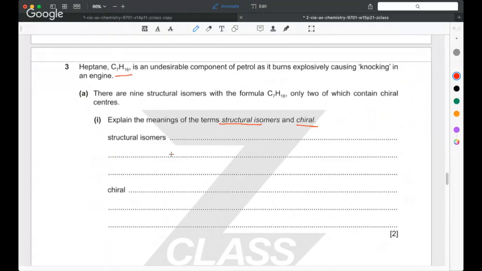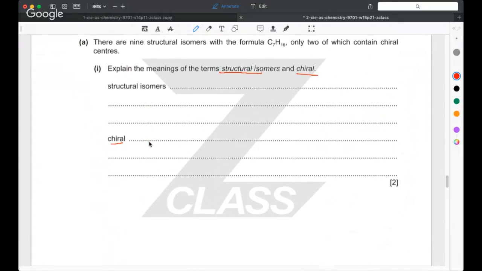You can look that up. I'm not going to write it in. You're looking for different molecules with the same molecular formula, but different structural formulae. And for chiral, these optical isomers, you're looking for a carbon group with 4 different groups of atoms bonded to it. So that's 1 carbon with 4 different groups or atoms bonded to it. So you've defined there the structural isomers and the chiral center that you get in optical isomers.